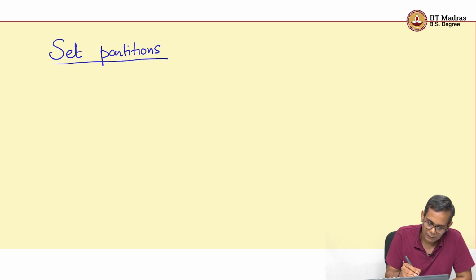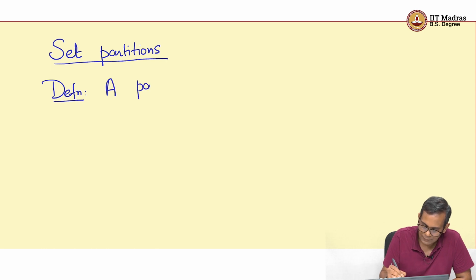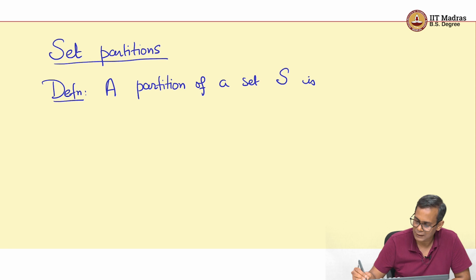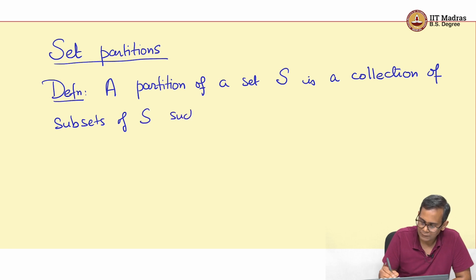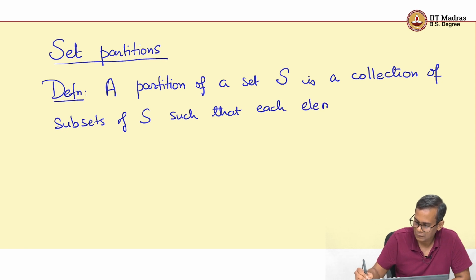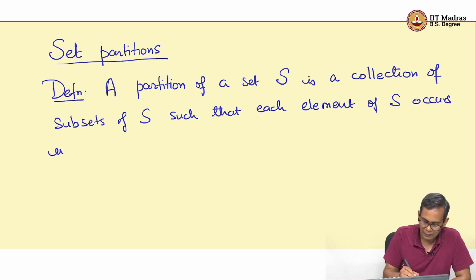So, what is it? Let me give you the definition. A partition of a set S is a collection of subsets of S such that each element of S occurs in exactly one subset of that collection.